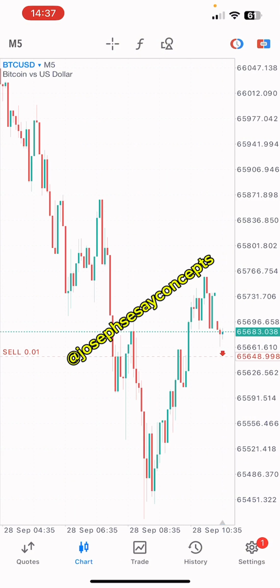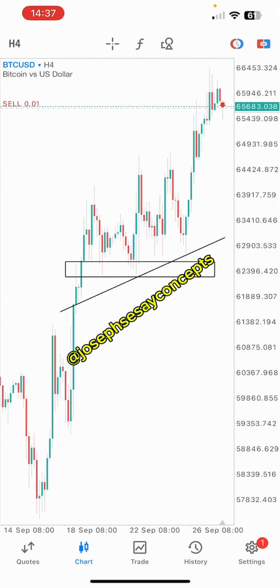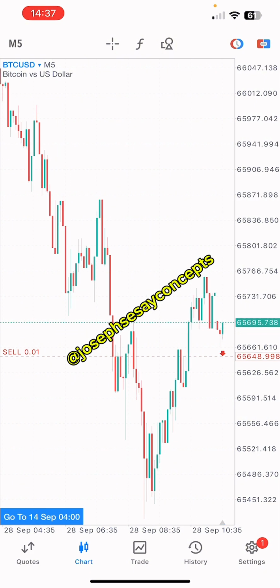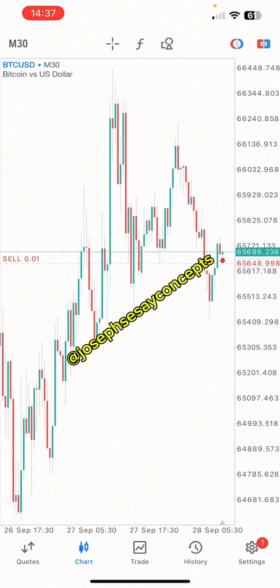So now, when you analyze from the H4, you try to do your top down analysis. You can now go to the 5 minutes. If you pay attention to the 5 minutes, you are going to make a whole lot of cash compared to when you are using this higher time frame, like the 30 minutes.